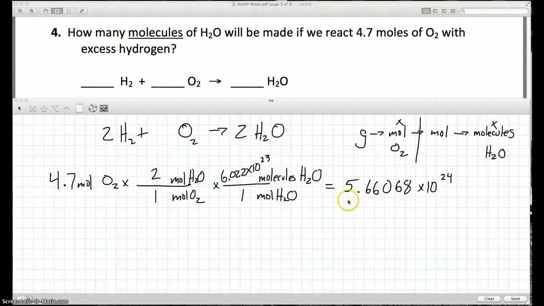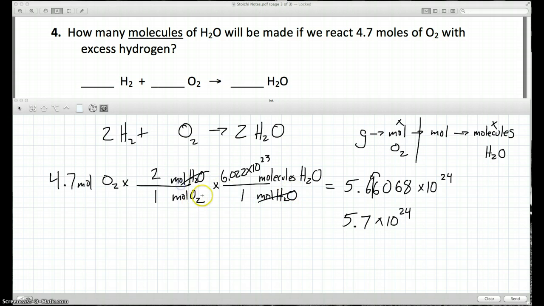When I do that math in my calculator, I get 5.66068 times 10 to the 24. Again, if you don't know how to plug this number, 6.022 times 10 to the 23, into your calculator, stop by and I can show you. Now I want sig figs, so 2 sig figs, cut it off there. That's 6, makes that into a 7, so 5.7 times 10 to the 24. Don't forget about that, it's part of the number.